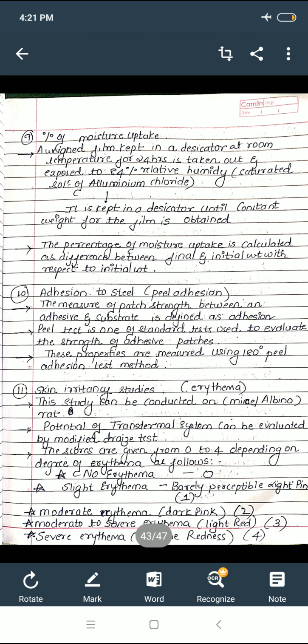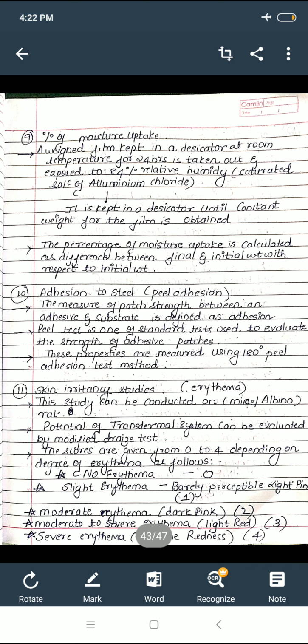Next parameter is percentage of moisture uptake. A weighed film kept in a desiccator at room temperature for 24 hours is taken out, and it is exposed to 84% relative humidity, which is provided by a saturated solution of aluminum chloride. It is kept in a desiccator until a constant weight for the film is obtained. The percentage of moisture uptake is calculated as the difference between the final and the initial weight with respect to the initial weight.